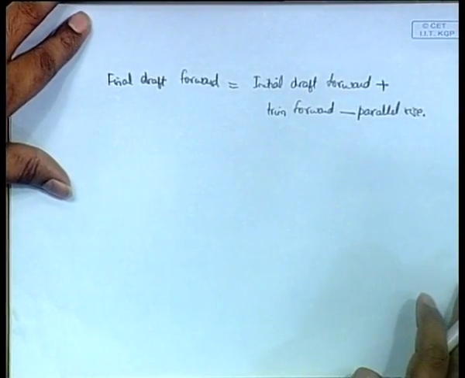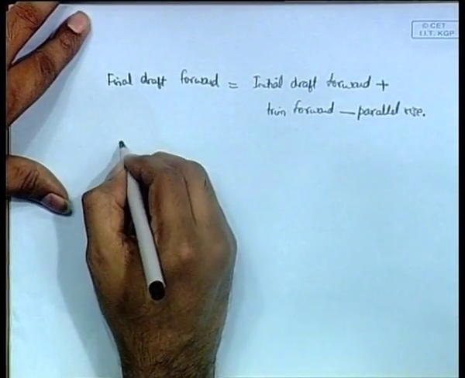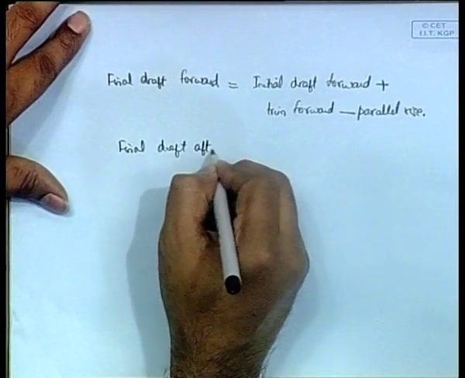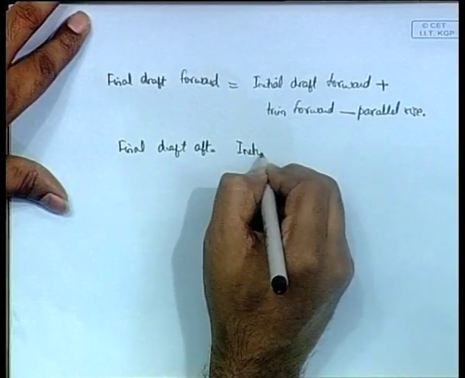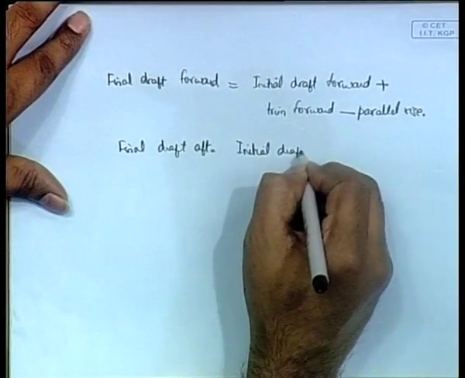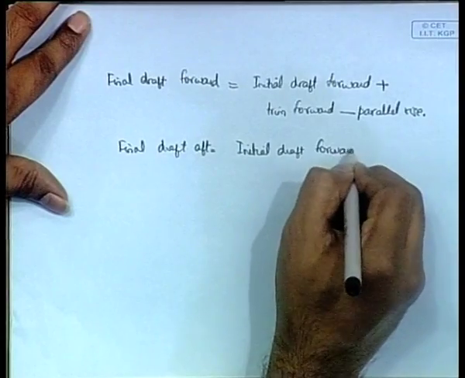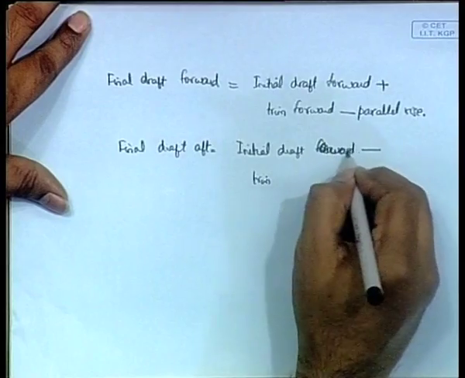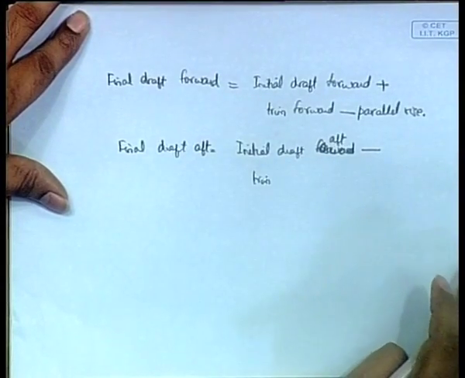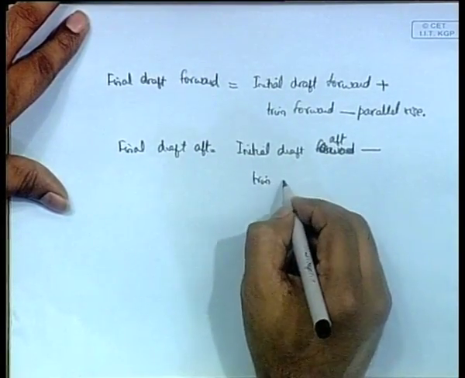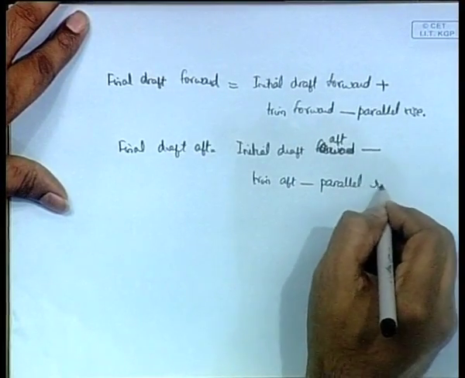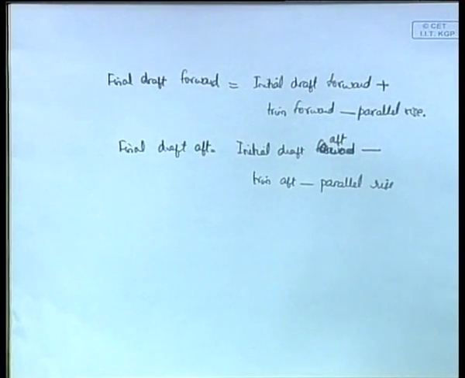So, this will give you your final draft forward, and your final draft aft will be your initial draft aft minus trim aft minus parallel rise. So, this will give you your final drafts. It becomes 8.64 and 8.7.